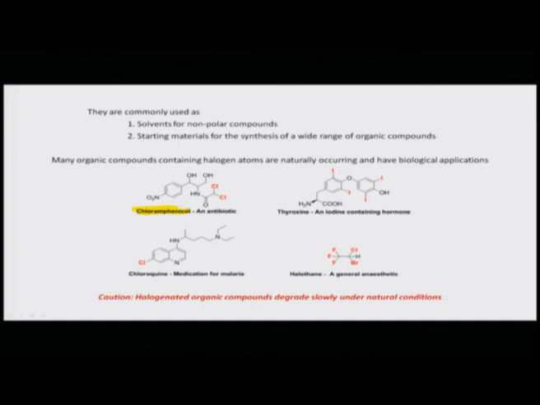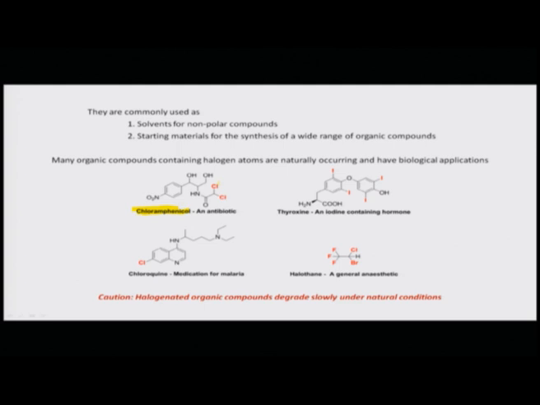So this is an antibiotic. This particular molecule is an antibiotic. You can see that it has 2 chlorine atoms attached to this. By antibiotic, we mean something that has antibacterial properties. So this can be used against bacterial infections that can cause us various diseases.